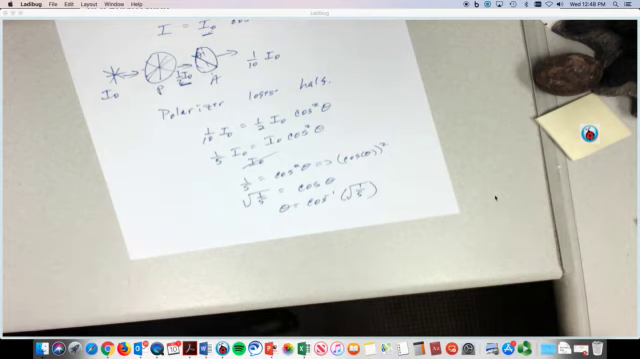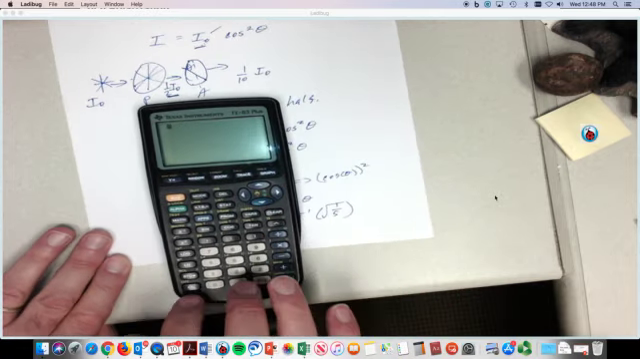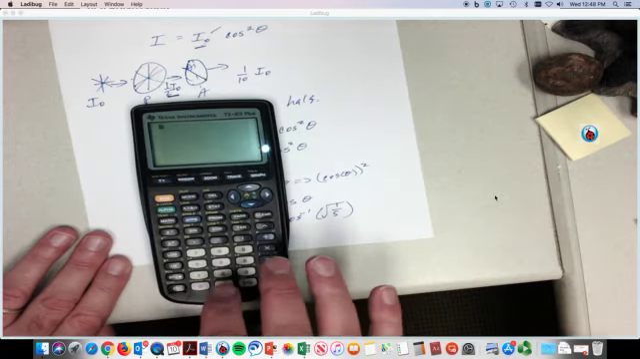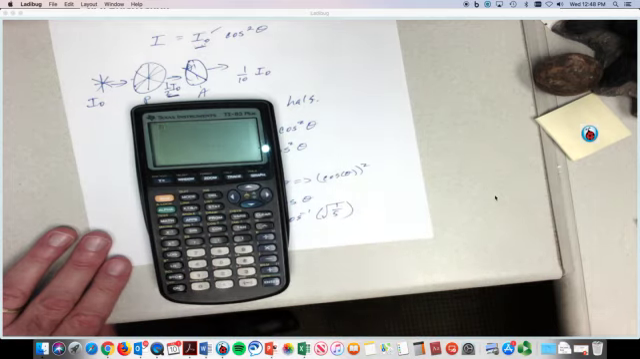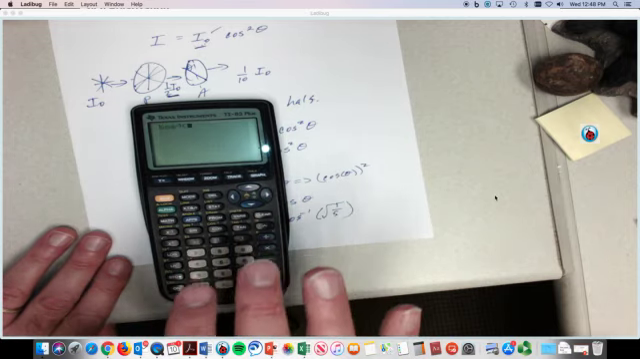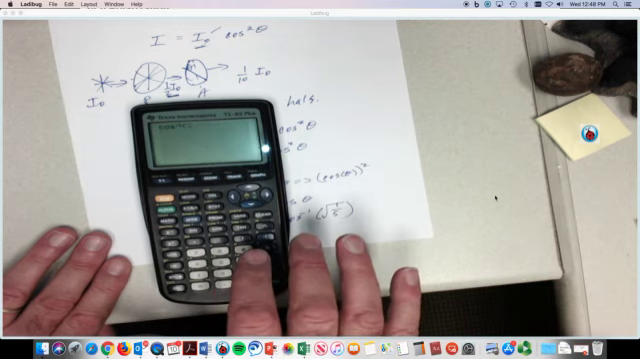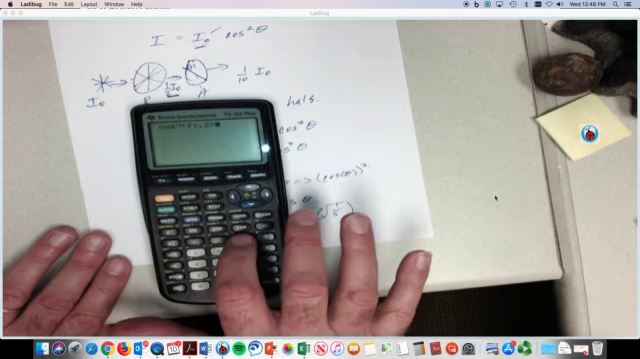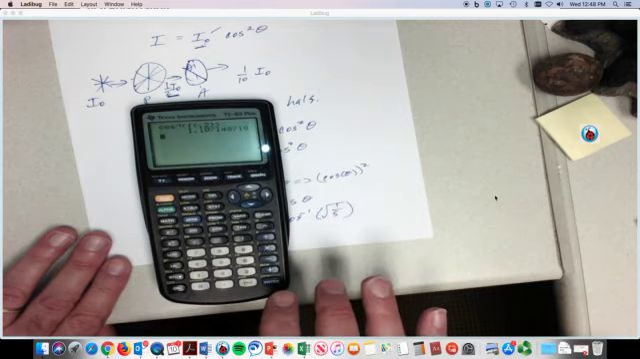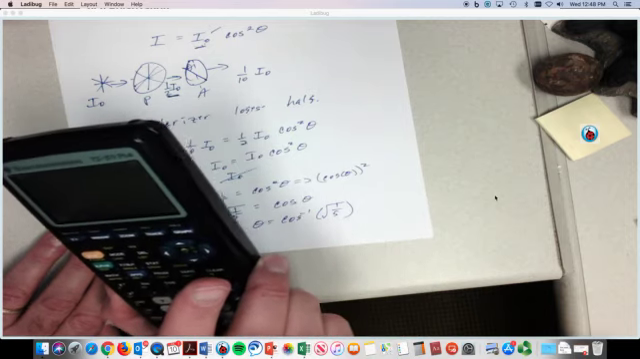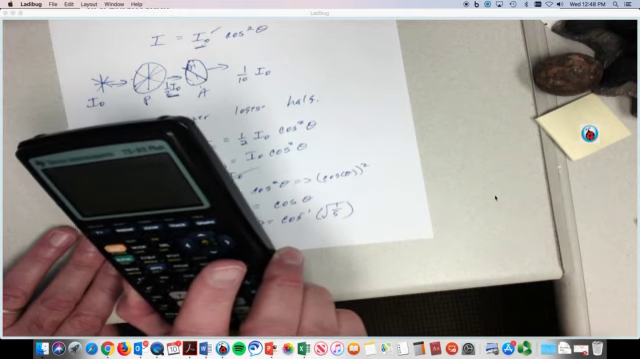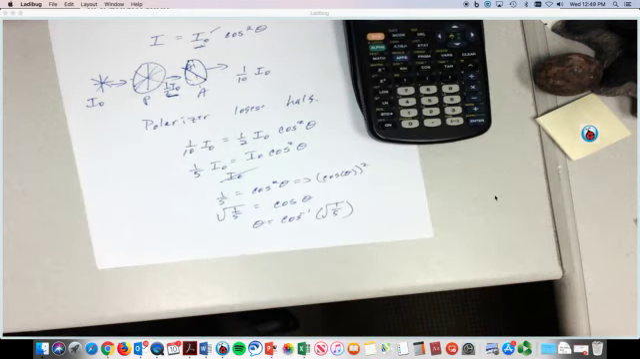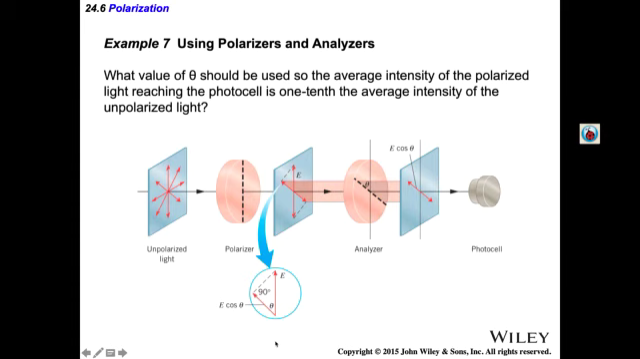If you don't believe me, watch this. We've got the inverse cosine of the square root of 0.2, which is 1/5, right? Close, close. I got 1.1 degrees. I hope that's right. I'm going to be really embarrassed, but I don't think that's the right answer. I did it right. What did they get?